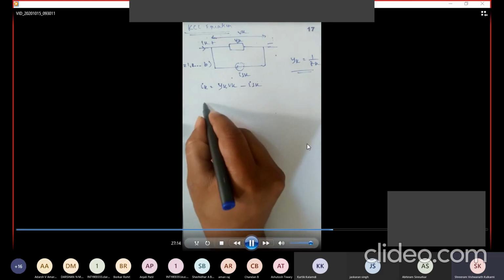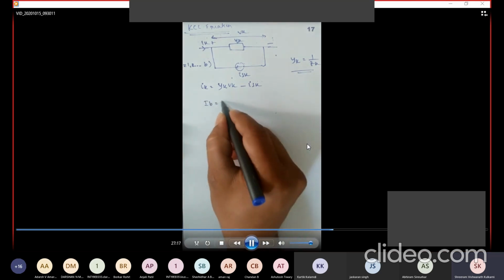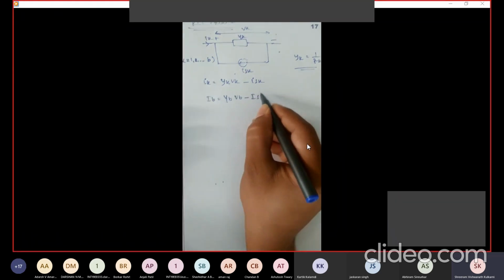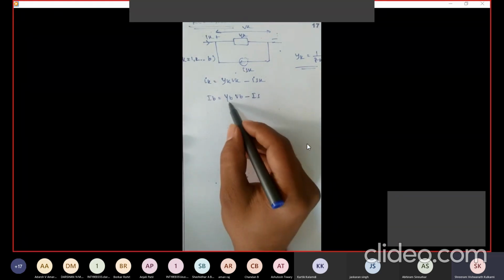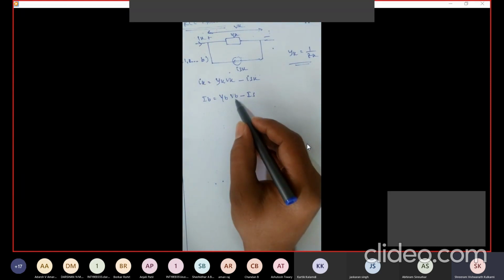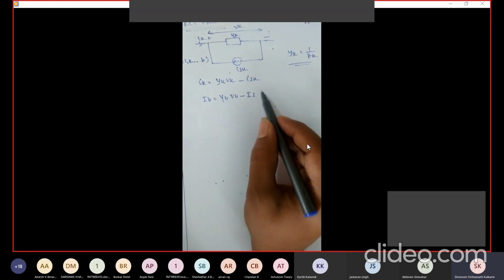In matrix form, how am I going to write? IB equals YB VB minus IS. Here YB is the branch admittance matrix, and VB is the branch voltages. IS is the source current matrix.